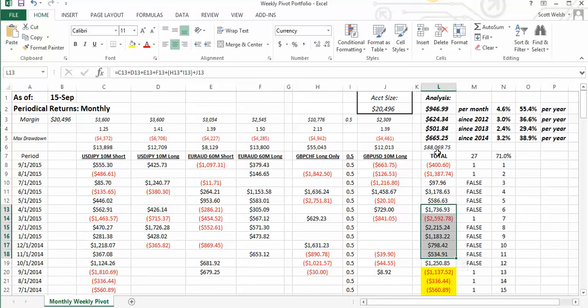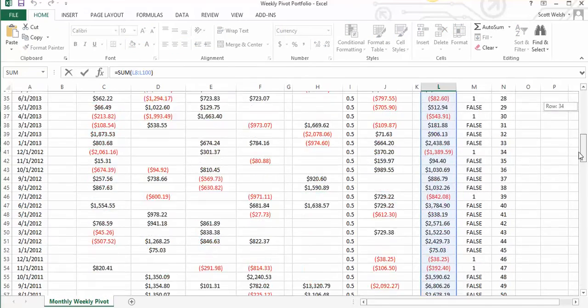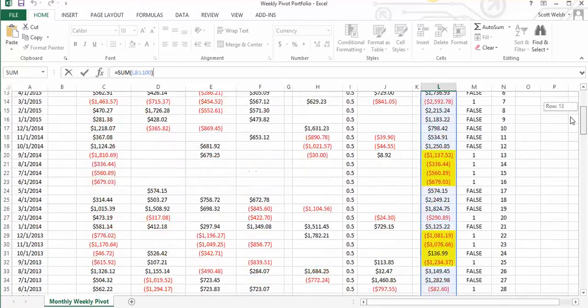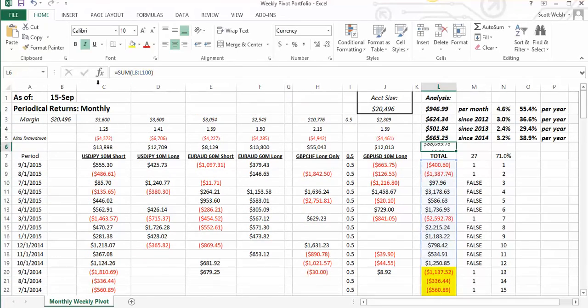Even further, this particular cell adds up all the profits from all the totals, and this total column adds all of these up. The total number of profits in this particular column, and you can see that it adds up all of those numbers. I'll go back to the top. And that is $88,000. Not bad. That's where you get this average.